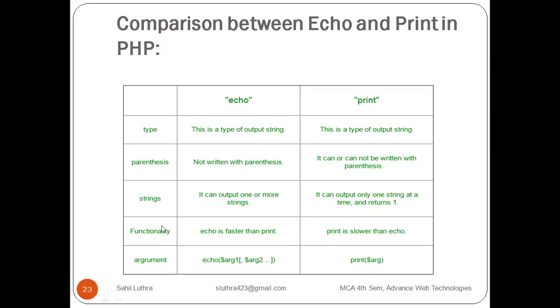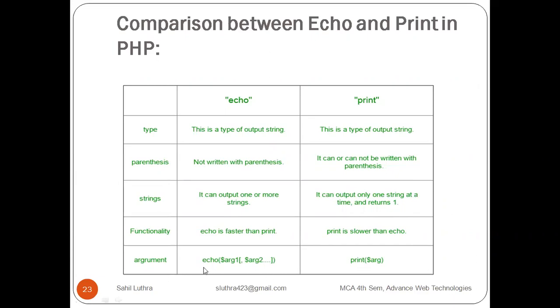Okay. The next thing is functionality. Echo is faster than print. What it means is, echo is faster than print and print is slower than echo, because print can take only one value at a time, but echo can take multiple values at a time. So this is the functionality or major difference between echo and print. Echo is faster and it will give you the result faster, but print is slower than echo because it will give you the result slower as compared to echo.